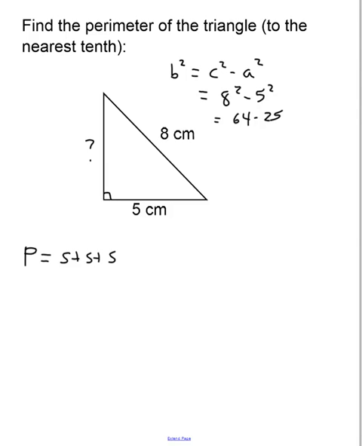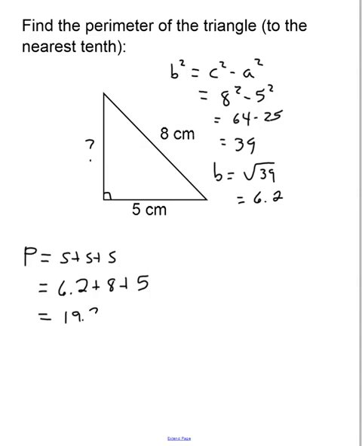And then we're going to square root that. And we're going to get 6.24, etc., etc. So we're going to round that to the nearest tenth. And now we have the missing side. So now we can come back to perimeter. We have our formula line. Then we always do a work line where we're substituting in the measurements that we have. And then we can get our final answer. And that is the perimeter of a triangle.